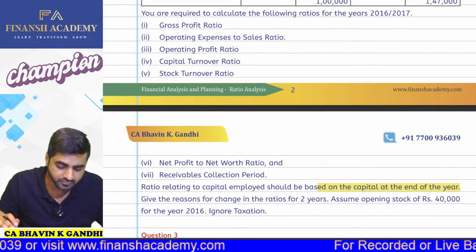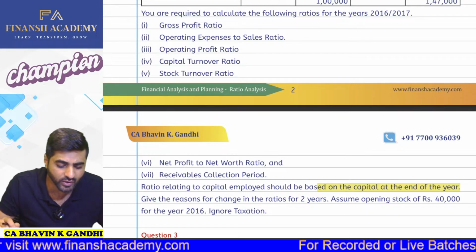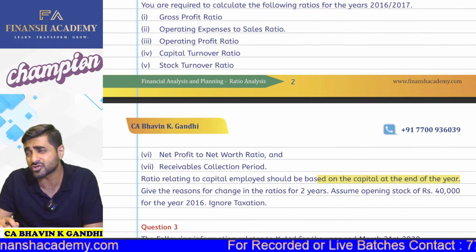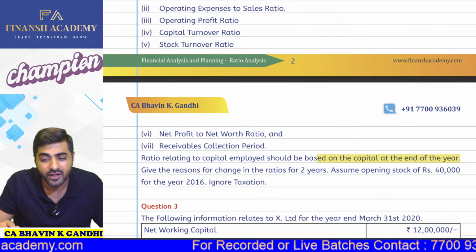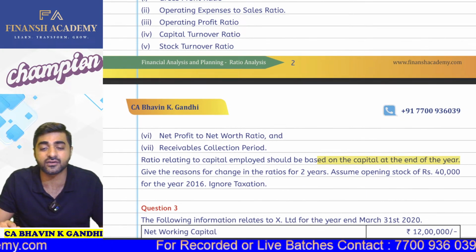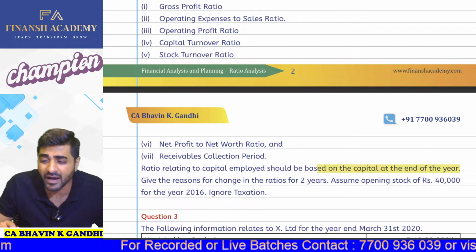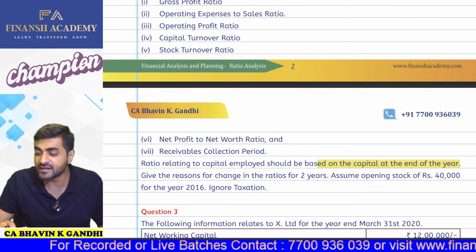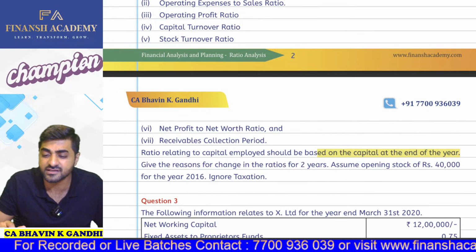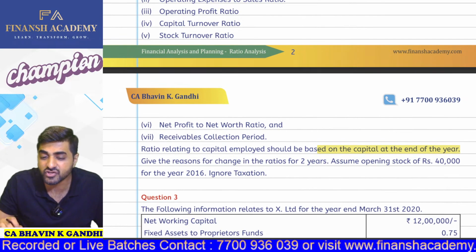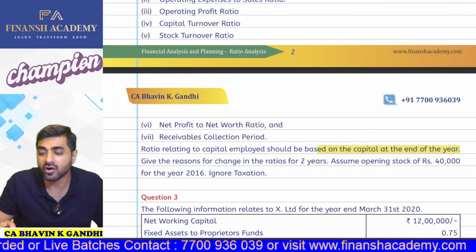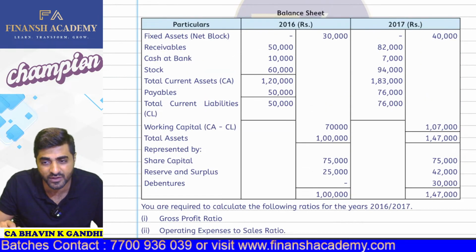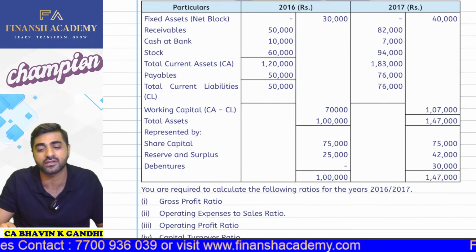We are taking the capital turnover ratio. So what is your capital employed turnover ratio? It will be your sales upon average capital. But they have told you that we should take into consideration only the capital at the end of the year. Give reasons for the changes in the ratios of 2 years, assuming the opening stock of rupees 40,000 for the year 2016. So we have the opening stock for the year 2016 and we have to ignore the tax.